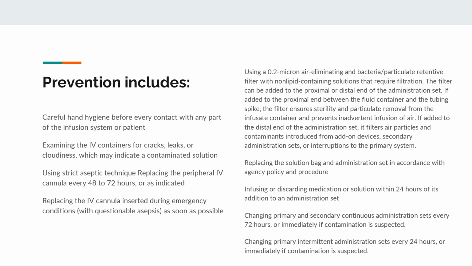Changing primary and secondary continuous administration sets every 72 hours or immediately if contamination is suspected. Changing a primary intermittent administration set every 24 hours or immediately if contamination is suspected. If in doubt, toss it.